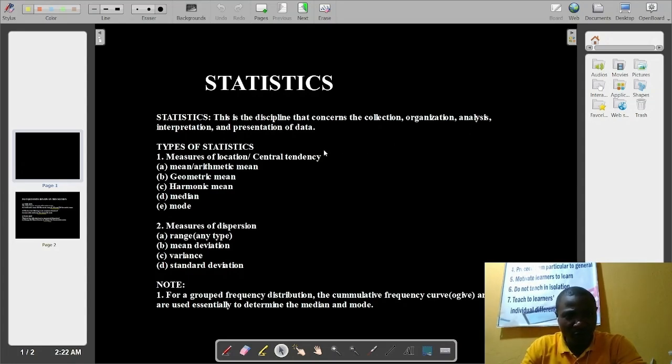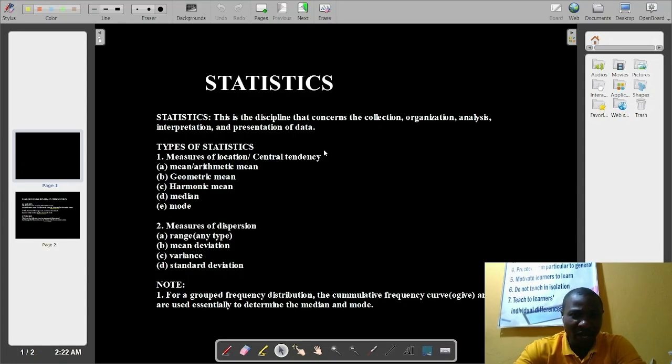So first of all, in statistics, you have to collect whatever it is you want to work upon. You collect the data, you have to organize, then you come to the aspect where you have to analyze the data that you have, you interpret the data, and the final aspect of it has to do with the presentation of the data. Now, the collection of the data has to do with the raw aspect of statistics.